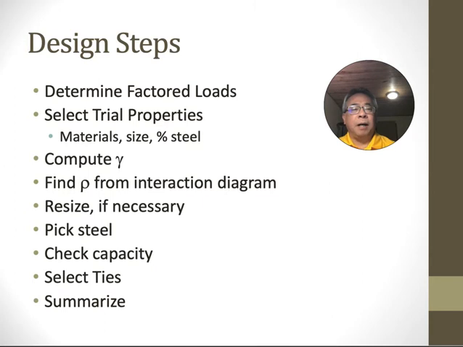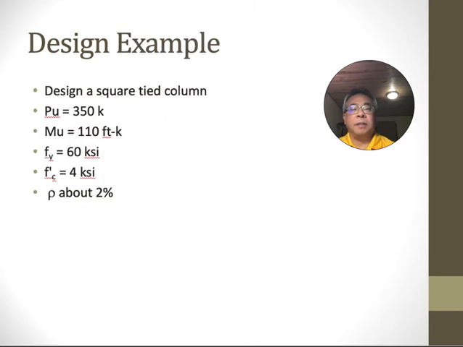And so the problem we're going to do, let me find the problem. Here it is. In this problem, we're going to do a square tied column, steel on two faces, for 350 kips and 110 foot-kip moment. F'c is 4, Fy is 60, and I want about 2% steel. You won't be able to get exactly 2% steel because you can't custom fit the column sizes, like 17.3 inches. And so as long as it's close to 2%, I'll be happy.